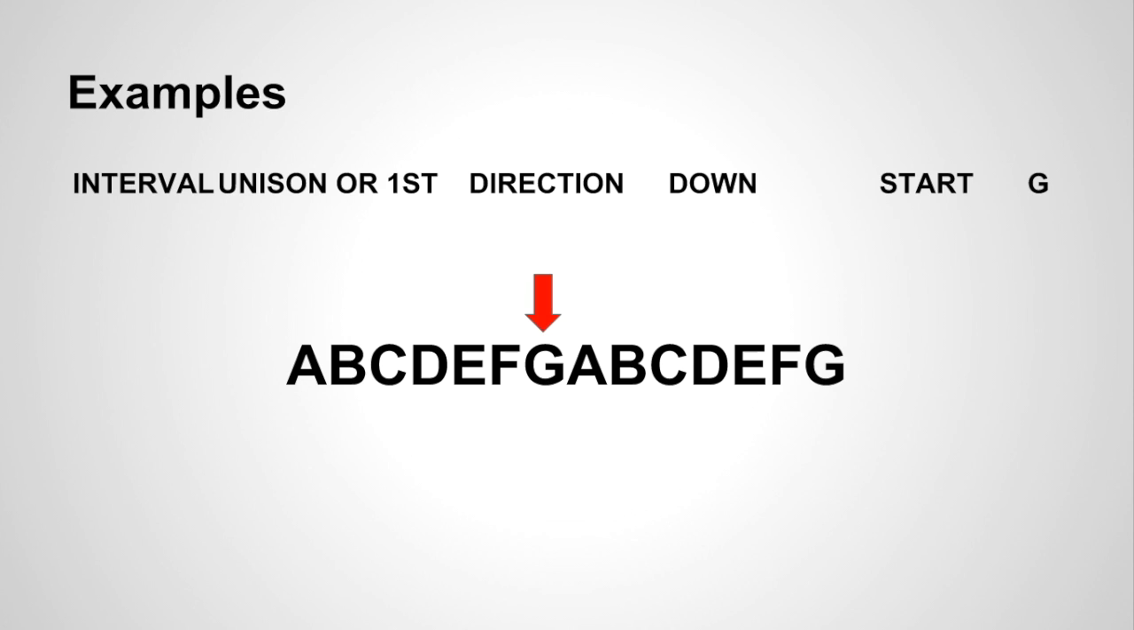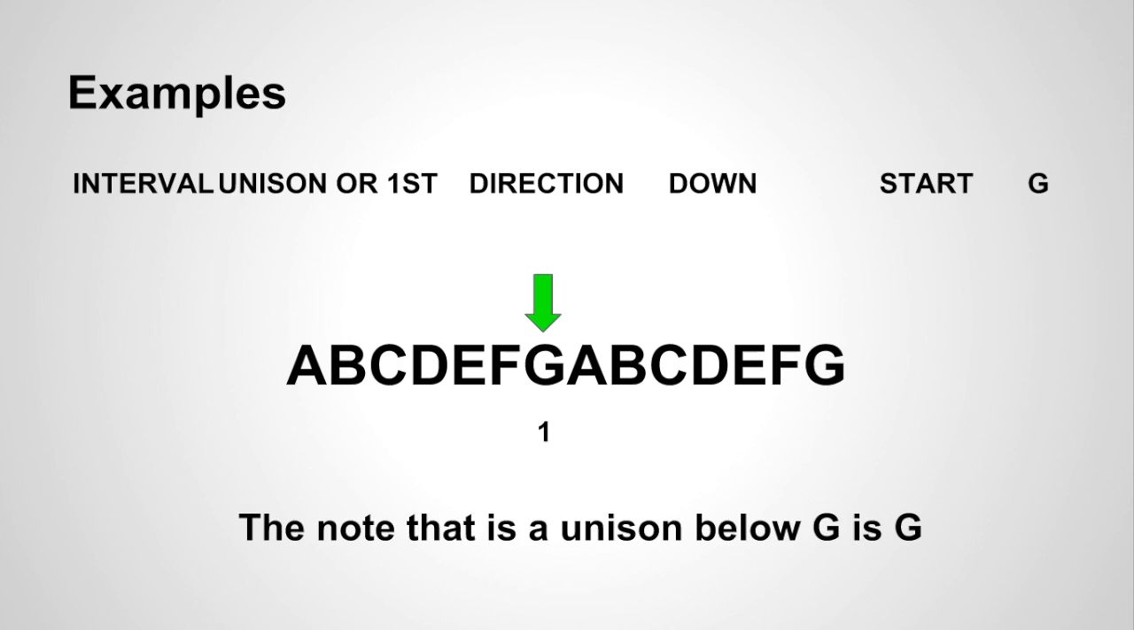Well, I've got my G, and it's a first, so here we go. I count 1, and I'm done. Therefore, the answer is G. So, the note that is a unison below G is G. It's kind of a trick question.